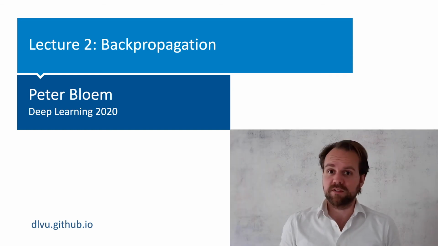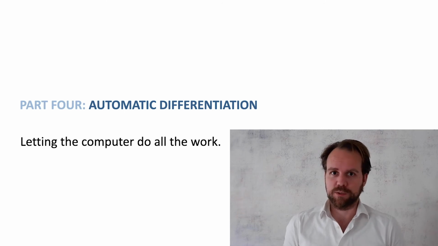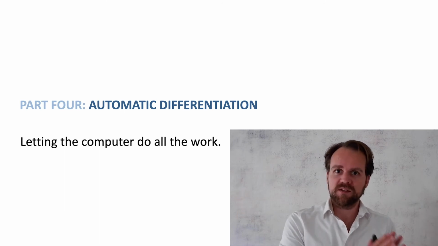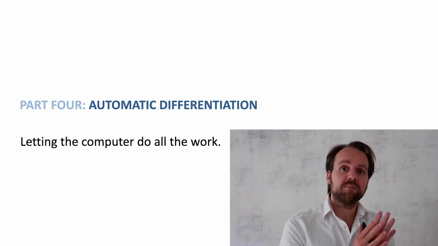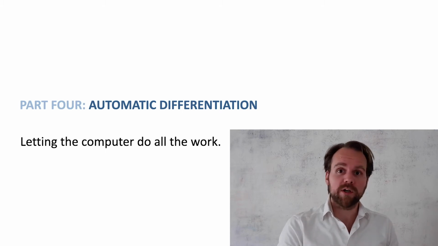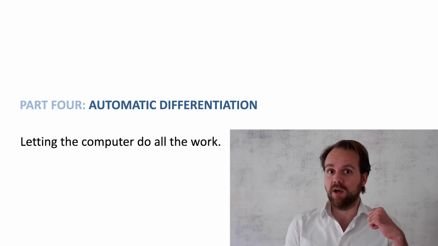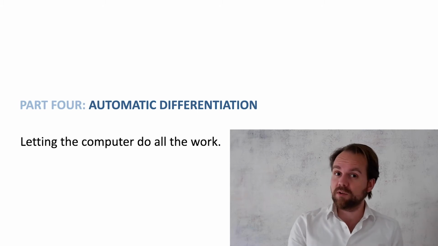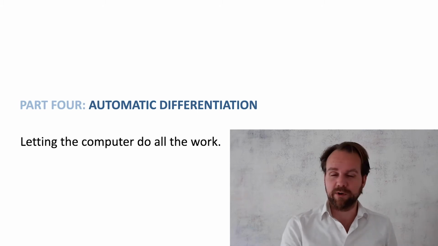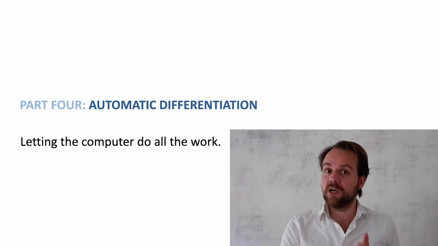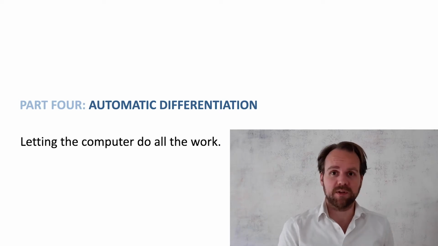In the final part of this lecture, we're going to look at automatic differentiation, which is where we take the last few steps to make the computer do all the work of not only performing gradient descent, computing the gradient, but also maintaining a record of the computation graph so that backpropagation can be executed automatically.